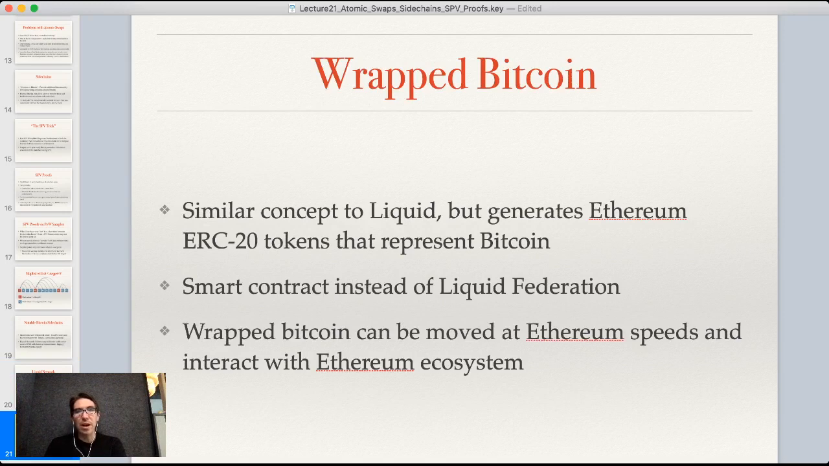This concept, which started with Liquid, has showed up elsewhere too. There's wrapped Bitcoin, which is a very similar concept, but usually these are on Ethereum. It's the same basic concept where you send some Bitcoin to an address, and there is a smart contract instead of a federation, that's going to mint a certain number of ERC20 tokens that represent the satoshis that you sent on the Bitcoin network. Again, someone can go to that smart contract and unlock Bitcoin back on the Bitcoin network, but you can transfer this wrapped Bitcoin around at Ethereum speeds, with much faster confirmation and block production time, as well as interact with the rest of the Ethereum ecosystem, because it follows the ERC20 standard.